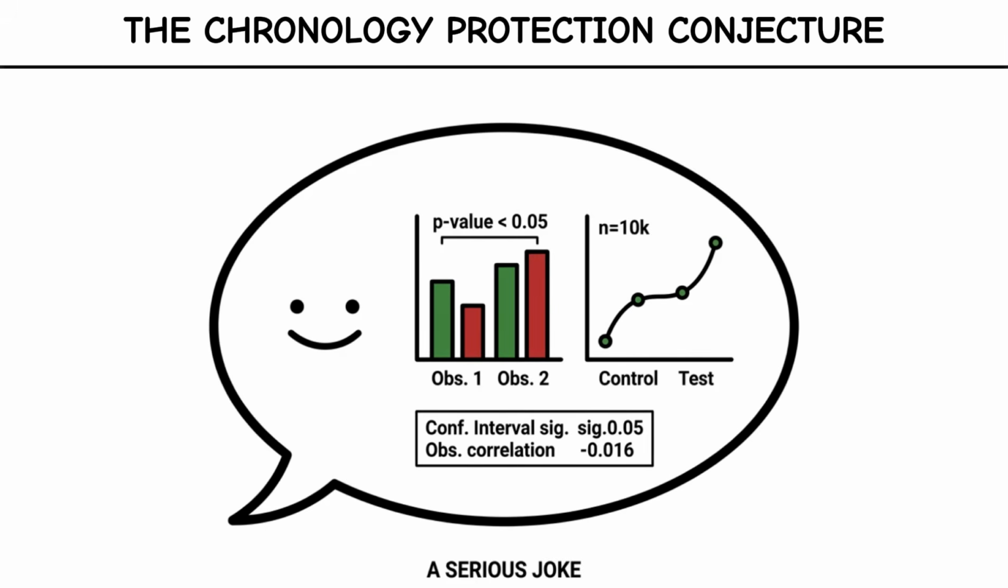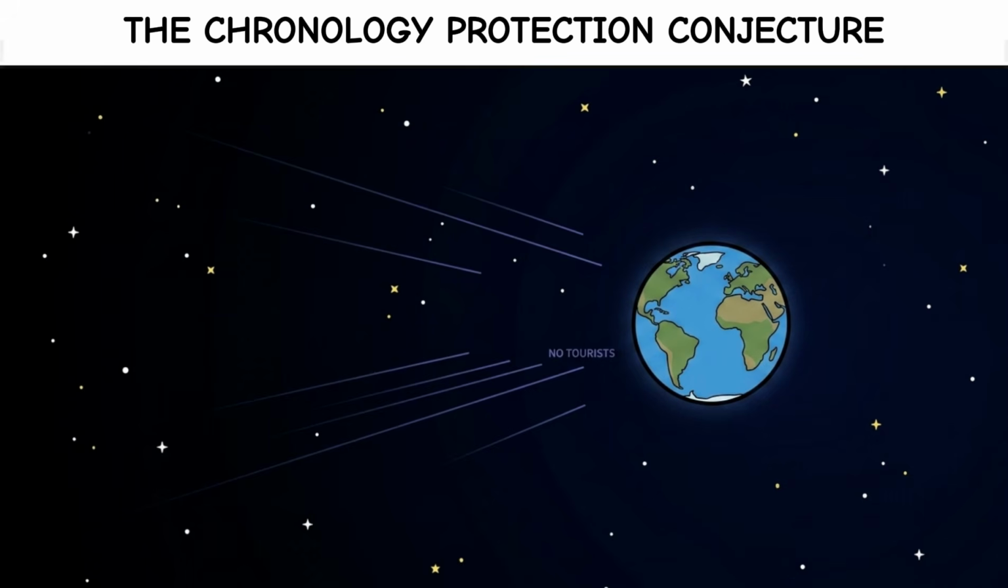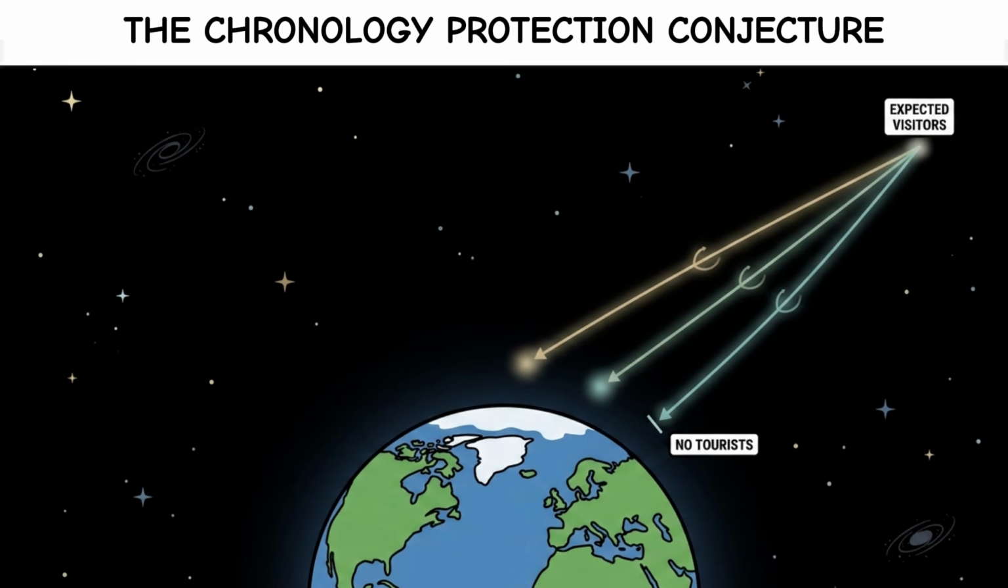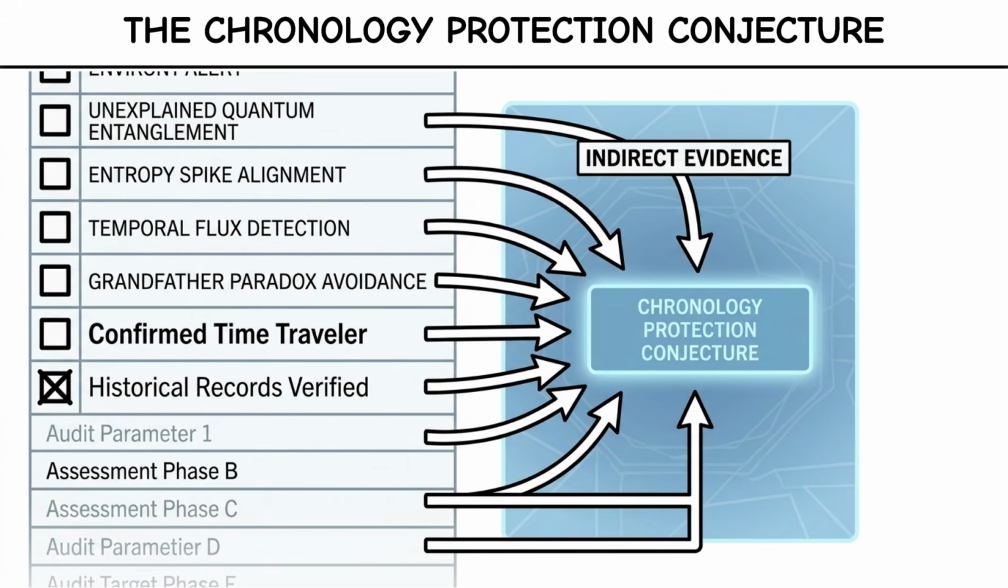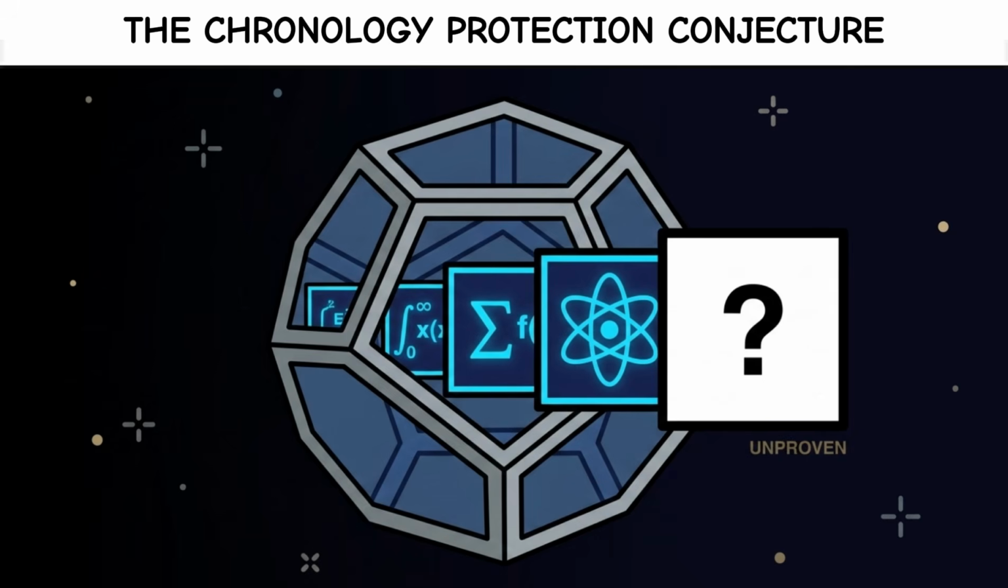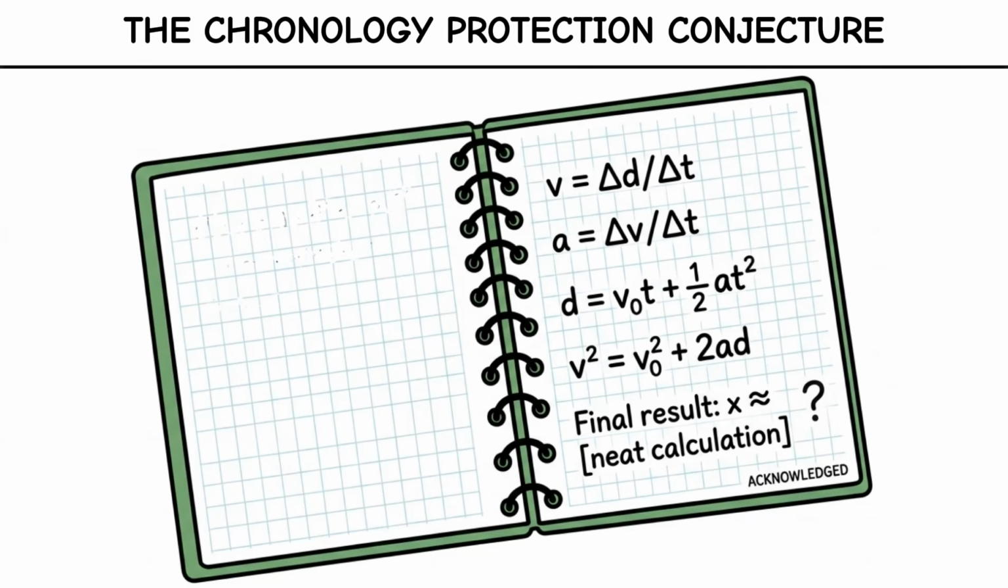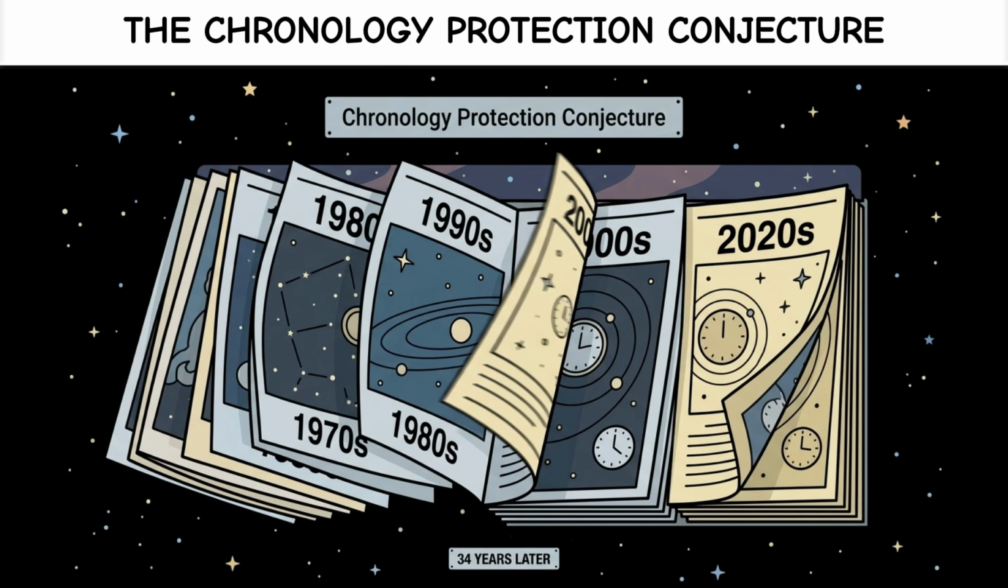Hawking supported his own conjecture with a joke that was also a serious empirical observation. He noted that we have not been invaded by hordes of tourists from the future. If time travel to the past were ever going to become possible at any point in the future history of the universe, the argument goes, we should expect to have already met visitors from that future by now. We have not. Hawking treated the total absence of any confirmed time traveler as informal but real evidence supporting his conjecture. The chronology protection conjecture has never been proven. Hawking himself acknowledged this. It remains 34 years later exactly what its name says, a conjecture.